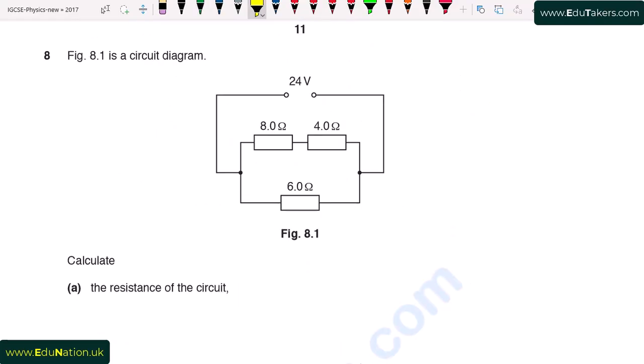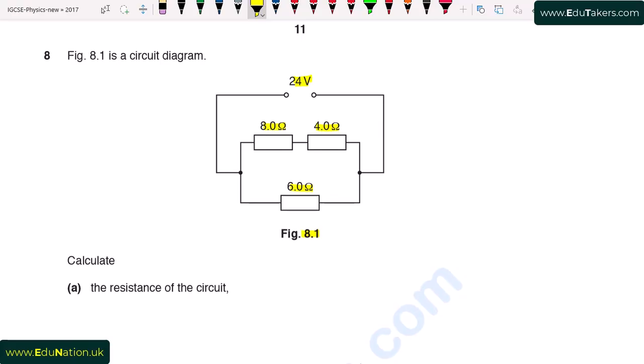Question number 8. Figure 8.1 is a circuit diagram. Here is the figure 8.1 and we can see that the potential difference is 24 volt. There are 3 resistors. First of all, here is the resistor whose resistance is 8.0 ohm. Second one has resistance 4.0 ohms. Both of these are in series. And this series combination is in parallel with 6.0 ohm resistance.